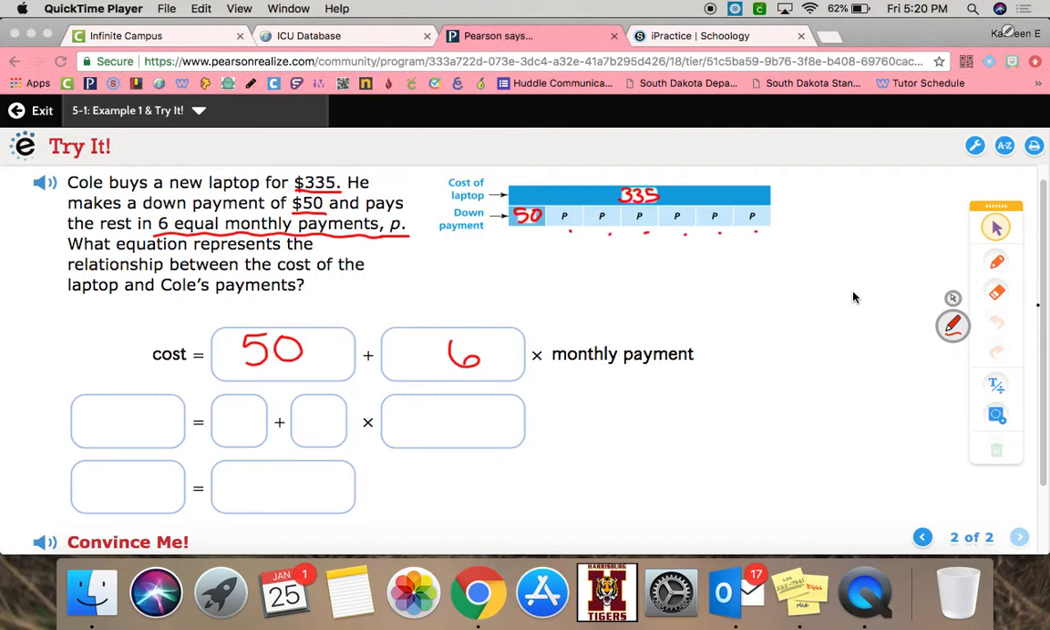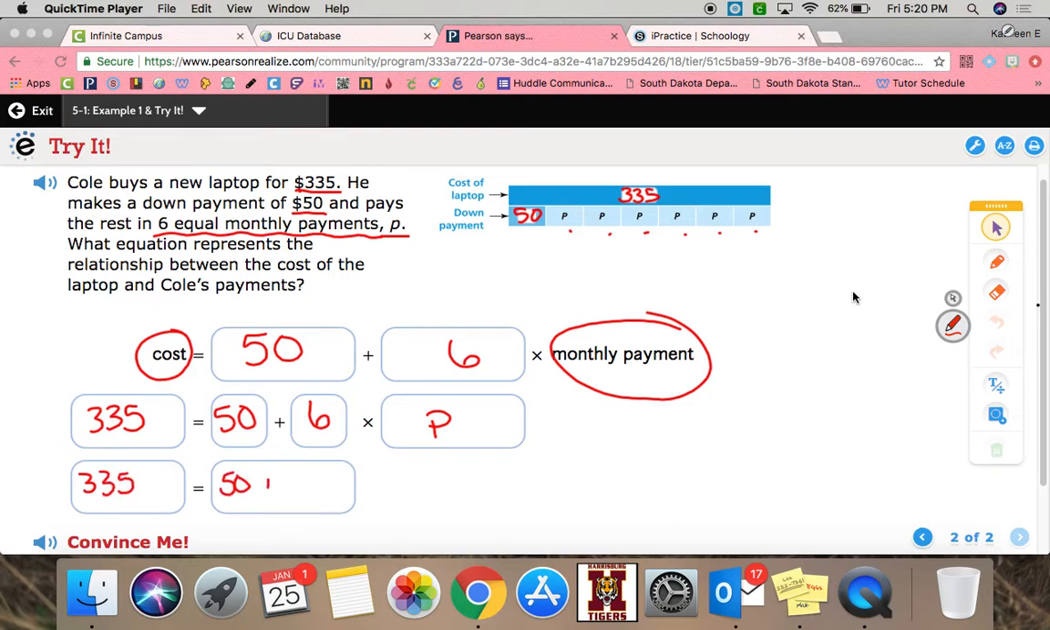Okay, so if we go down to the next row over here with the blanks, it's going to say the cost. Okay, this is where the cost was, and we know the cost is $335, and that is equal to 50 plus 6 times monthly payment, and monthly payment is represented by P. Okay, the last step in writing this equation is going to just do 335 equals 50 plus 6P. Okay, that's it. That's all there is to it.